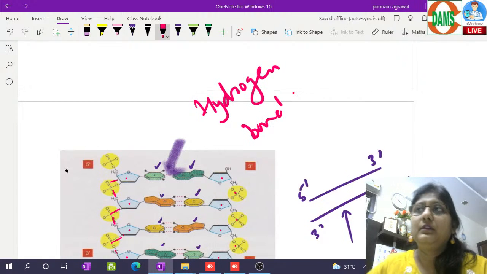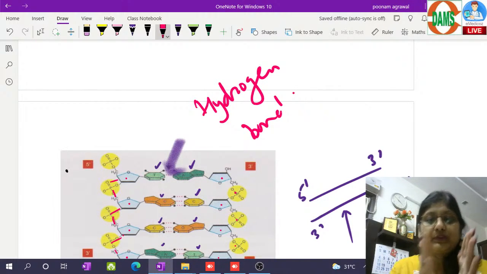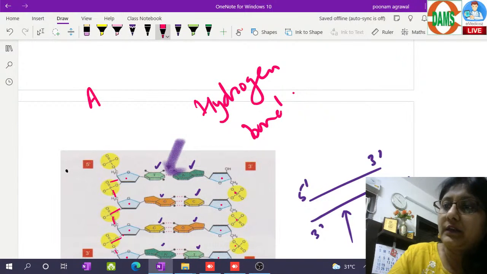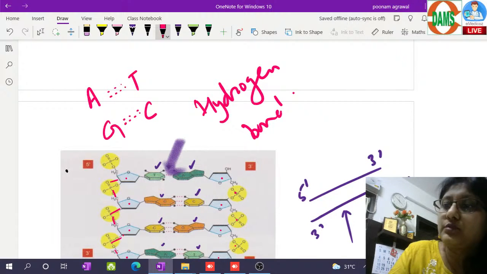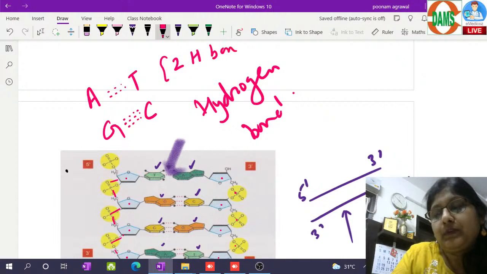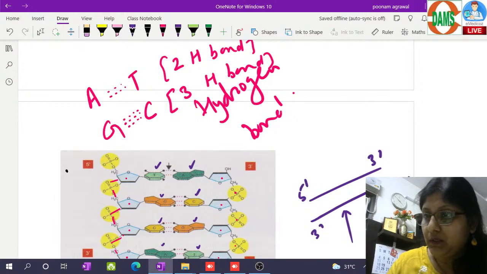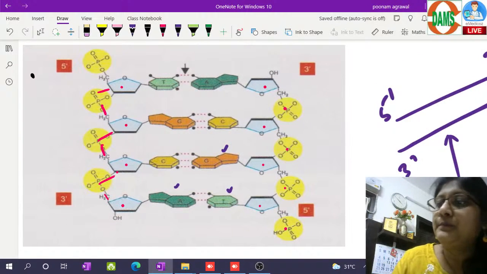Hydrogen bond is never seen in a single DNA strand. Nowhere is it seen in a single DNA strand. But when two strands of DNA come in approximation of each other, their bases interact through hydrogen bonds. Adenine is interacting with thymine and guanine is interacting with cytosine. Please understand, we have two hydrogen bonds between adenine and thymine and three hydrogen bonds between guanine and cytosine. So this you have to remember. If you look carefully, even in this diagram they have correctly drawn three hydrogen bonds between guanine and cytosine and two hydrogen bonds between adenine and thymine.